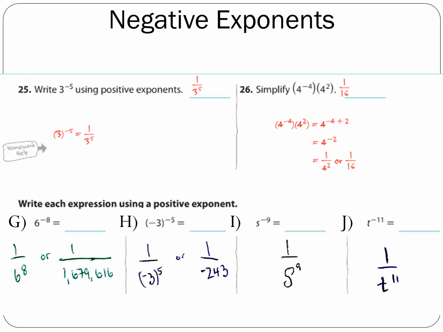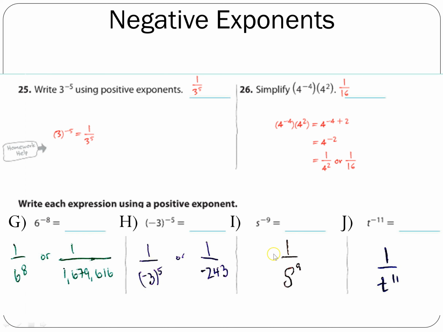It's not difficult. I'm never going to really ask you guys to kind of like multiply it out unless I'm raising a product to a negative exponent power. But this is just giving you an idea. 6 to the 8th is 1,679,616. And again, here I have negative 3 times itself 5 times, so it's negative 243.